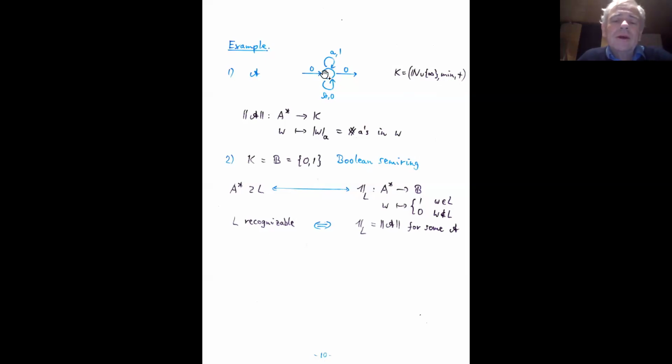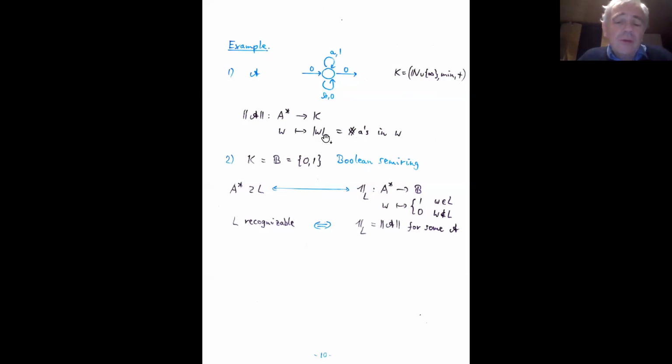So what is happening here: if we have a word, we start with weight 0, then we add a 1 if we have an A, we add a 0 if we have a B, and so on. And then finally, we add 0 again for leaving it. So in total, we get the number of A's. To any word, this automaton tells us the number of A's.